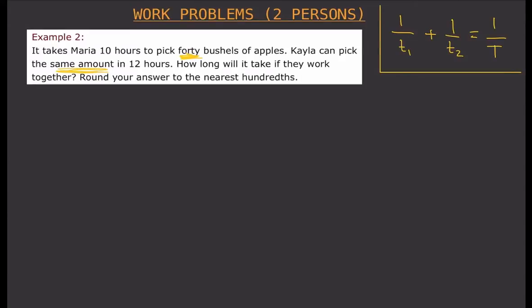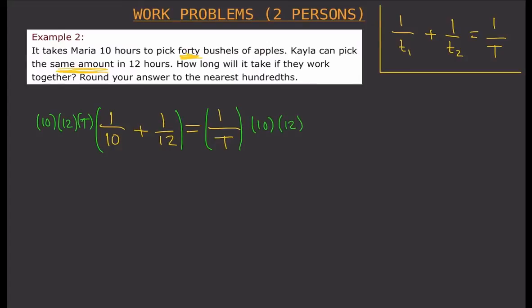Okay, so that gives us 1 over 10, that's for Maria, plus 1 over 12 for Kayla. And then we're asked to find the total time if they work together. So just like what we did in the previous example, we're going to get rid of the denominators, right? So we're going to multiply by 10, by 12, and by t. Same goes to the right hand side, 10 by 12 by t.